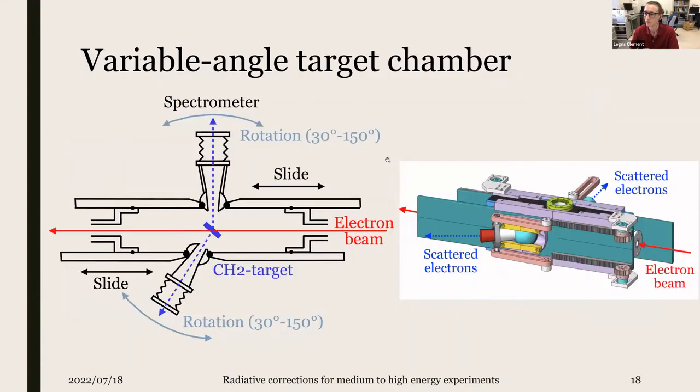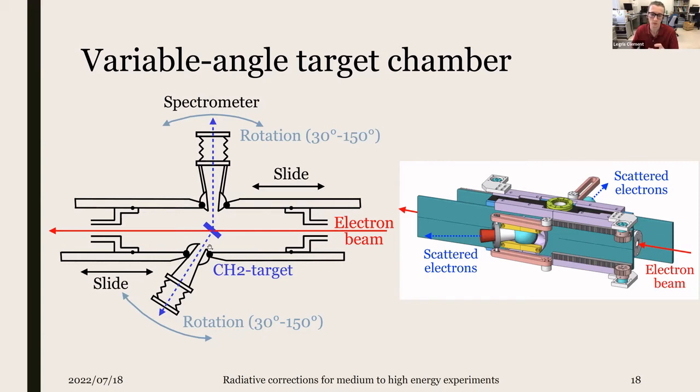To be able to achieve our goal, especially with the Rosenbluth separation, we needed a special target chamber. Here you can see that we have a CH2 target, the electron beam is coming, and we have spectrometers that can go from 30 to 150 degrees. So we designed this target chamber, which is maybe the first variable angle target chamber in the world, and it allows us to change the scattering angle by sliding this part and rotating the ball.